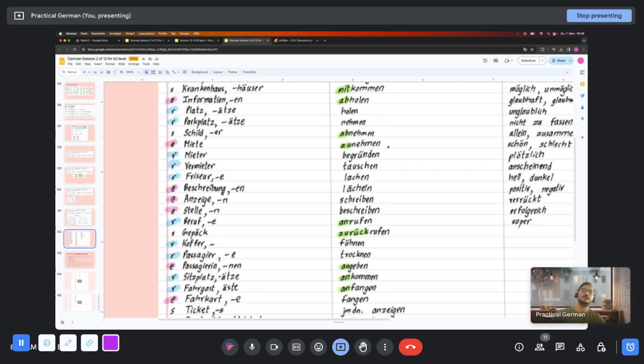Abnehmen is also to drop, I think, right? You can use it for losing and drop. I have never used it, but you can use it. I never used abnehmen as a drop in any scenario, but maybe you can use it.